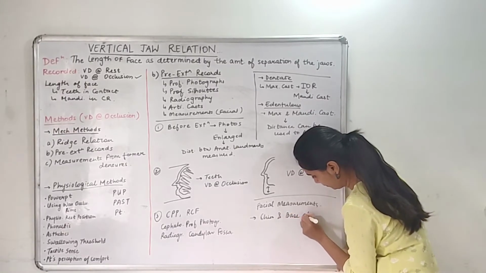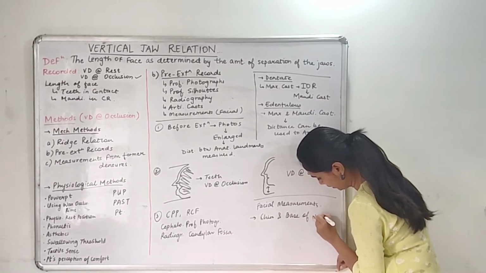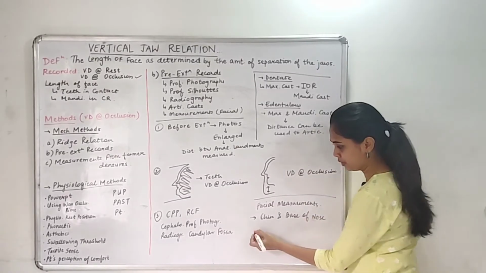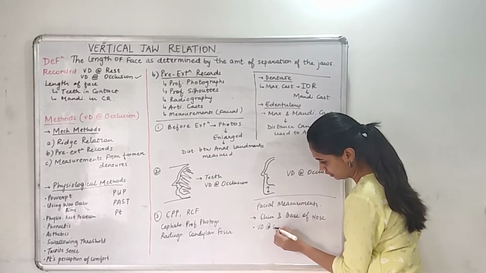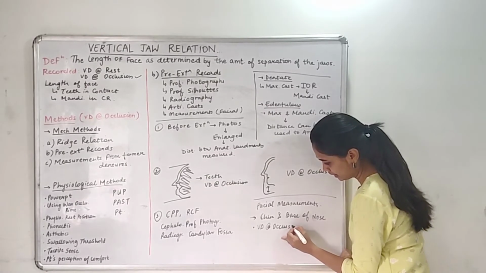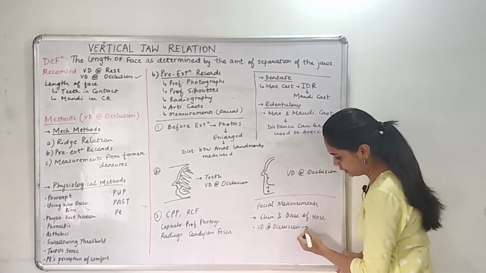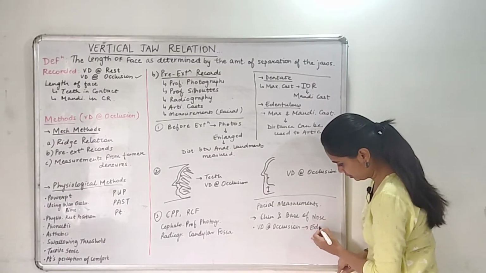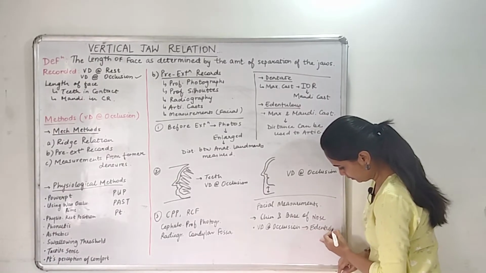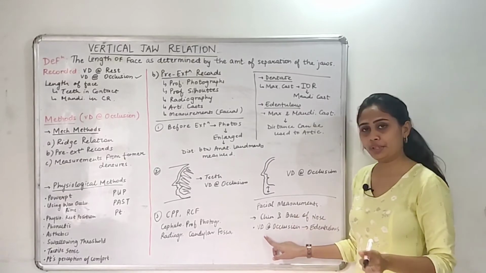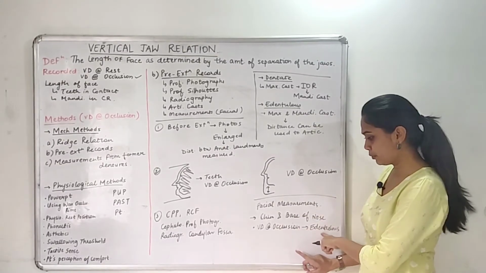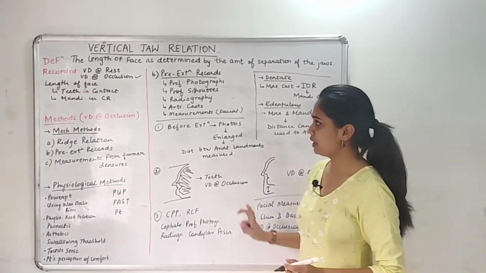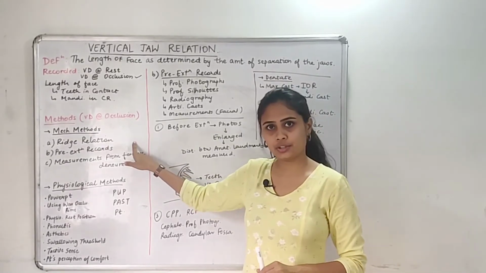So these 2 points, first we measure this vertical dimension at occlusion, and then this can be used to be reciprocated in our edentulous cases. We first measure it when the patient has teeth. After extraction, we use that record to reciprocate it in the edentulous cases. So that is all about the pre-extraction records.